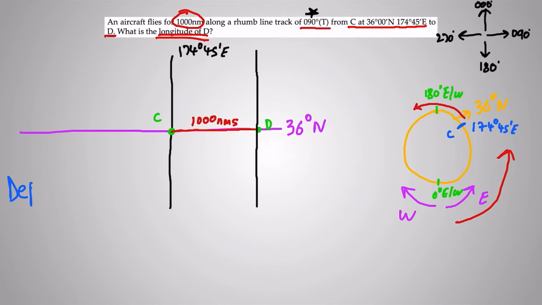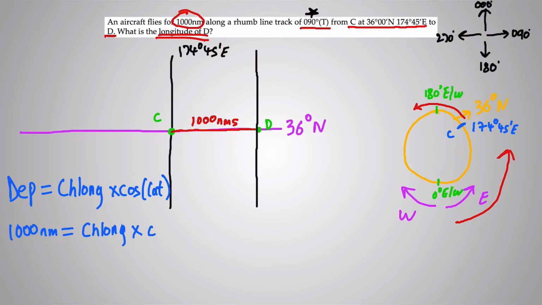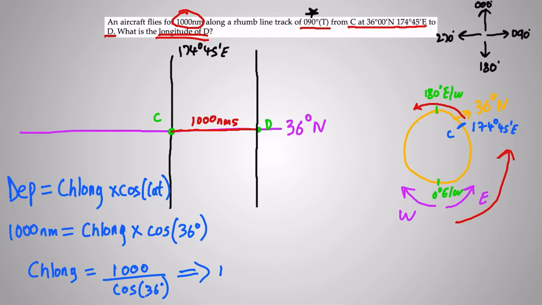So if I use the departure formula, it says that departure is equal to change in longitude into cos of latitude. So here I have the departure, which is 1000 nautical miles, equals change in longitude. I don't have the change in longitude, but I have the latitude, and the latitude is 36 degrees. So using this I can find my change in longitude, and this comes out to be 1236 minutes. And if we convert this to degrees, it will come out to be 20 degrees 36 minutes.